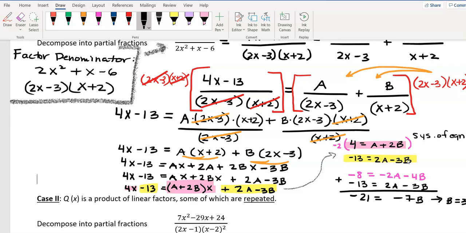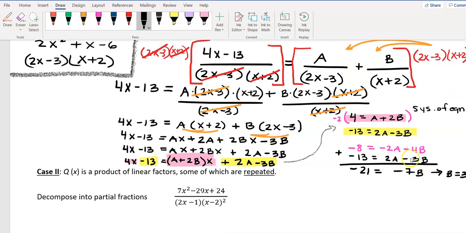And now that I know that b is equal to 3, I can figure out what a is equal to. I think the easier equation is this 4 equation. So 4 equals a plus 2 times 3. And of course, that's 4 is equal to a plus 6. So that's telling us that a is equal to negative 2.